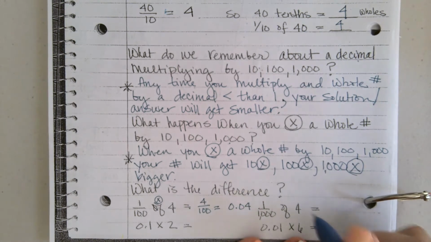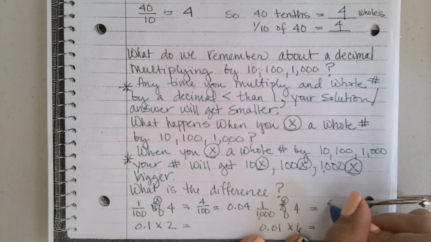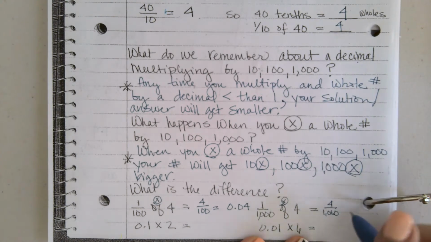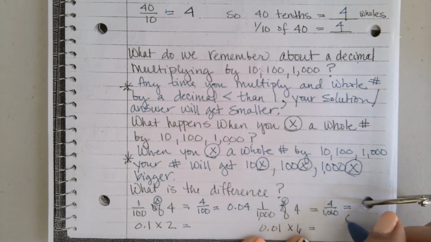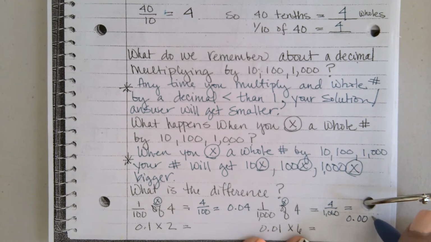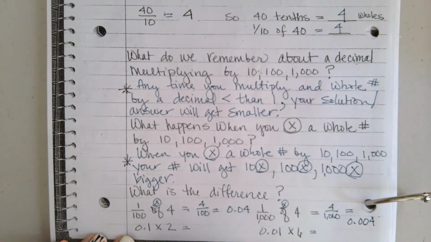Okay, apply that same reasoning to 1/1000th of 4. What would that be? We know that "of" is a multiplication sign. It'd be 4 over 1,000, right? Which becomes what? 0.004, 4 thousandths, right? 4/1000ths. So now when you multiply by a number less than 1, your answer, your solution, is going to get smaller.